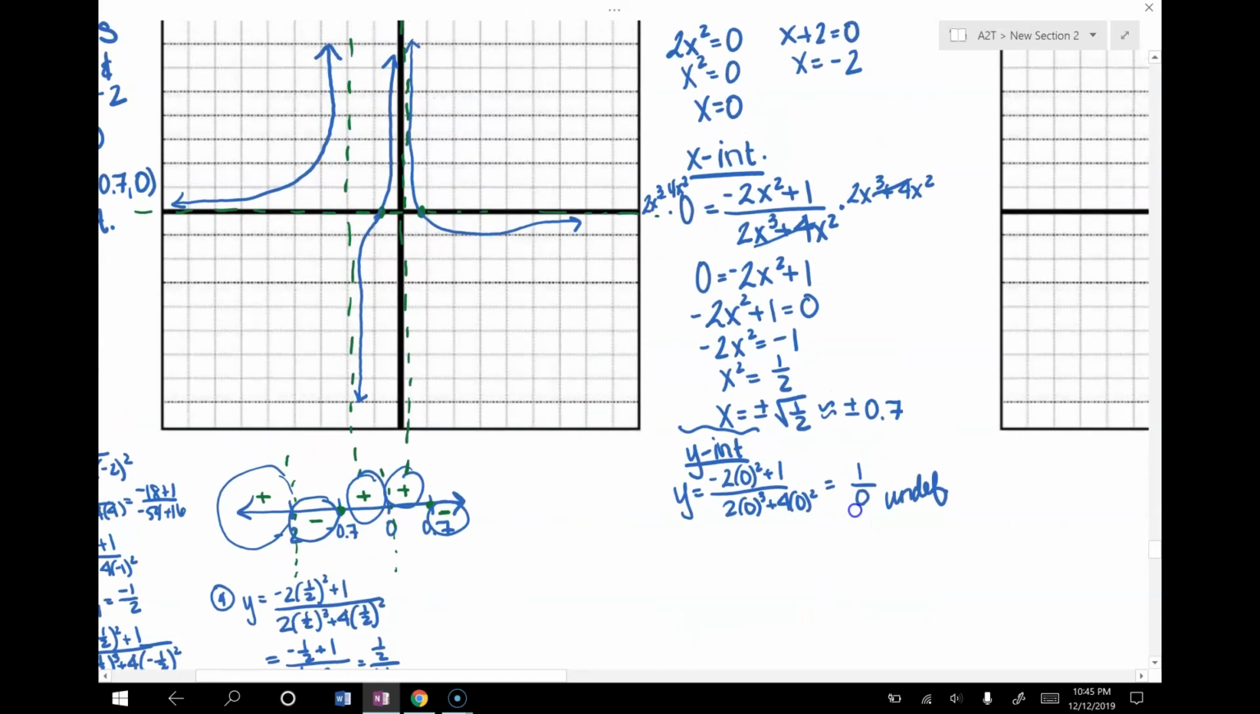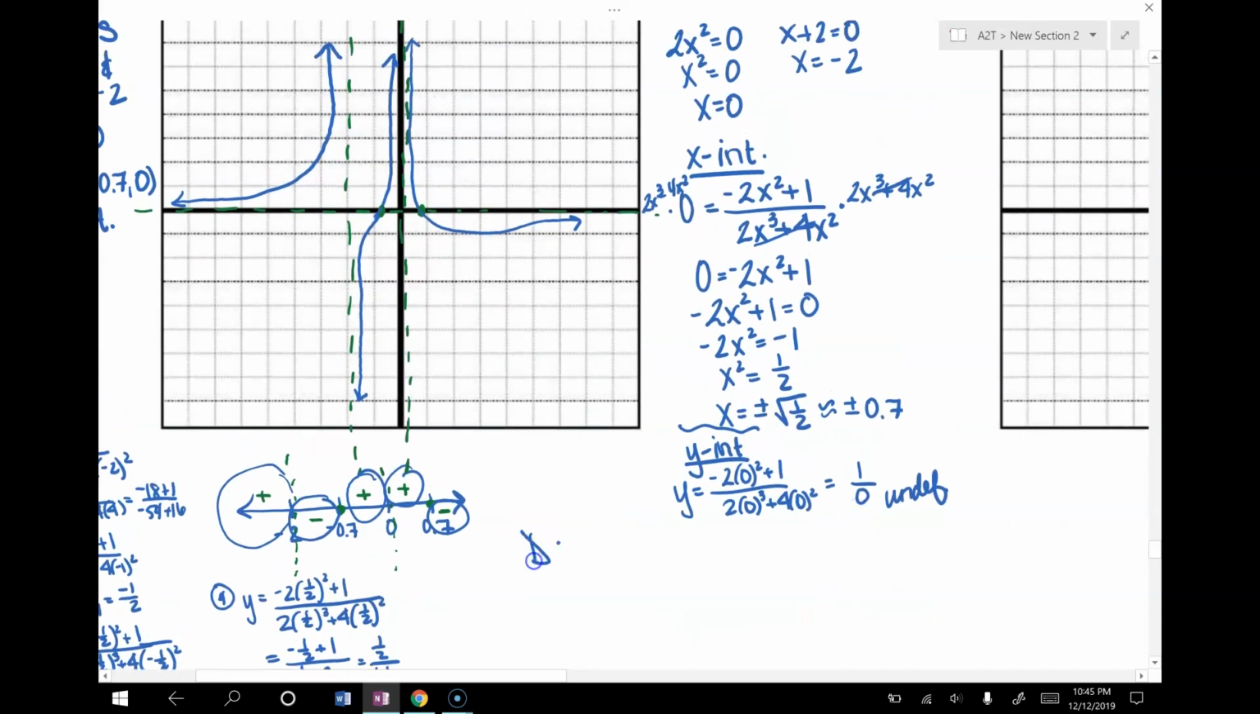Identify the domain and range. Well, if we look at this, that middle section goes from negative infinity to positive infinity. So that right away is going to state that our domain is all real numbers. Our range, however, has two vertical asymptotes. There are no holes, so we're going to say it's all real numbers.